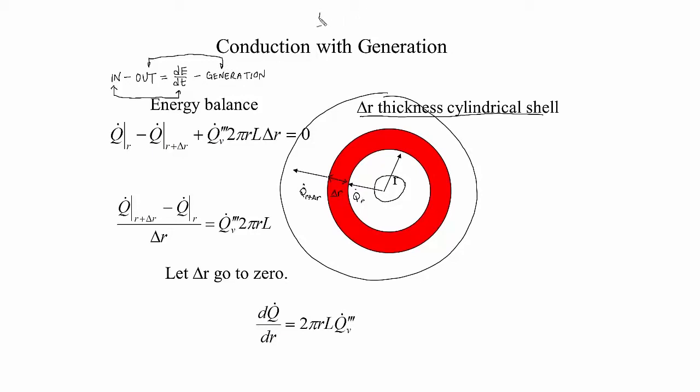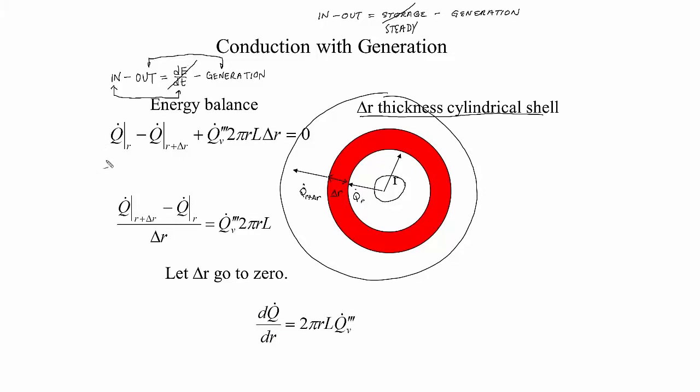Let's write that out again. In minus out is equal to storage minus generation. So that's the rule that we're going to be using in analyzing this problem. There is no storage because this is a steady state problem. So we assume this is happening for a long time. There are no changes in the temperature at any point with respect to time.